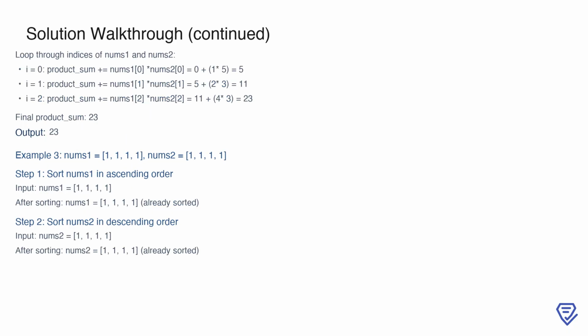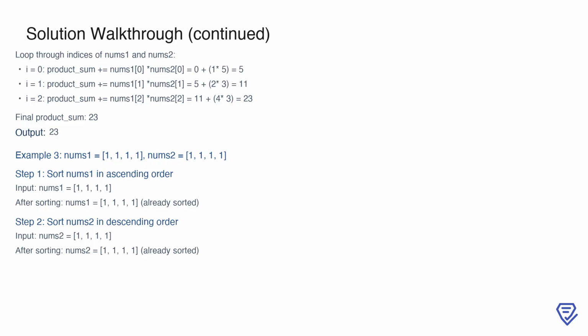To calculate the product sum for the second example, we loop through the indices of nums1 and nums2. At i equals 0, we add nums1[0] multiplied by nums2[0], which is 1 times 5, resulting in a product_sum of 5. At i equals 1, we add 2 times 3, bringing product_sum to 11. At i equals 2, we add 4 times 3, resulting in a final product_sum of 23. Thus, the output for this example is 23.